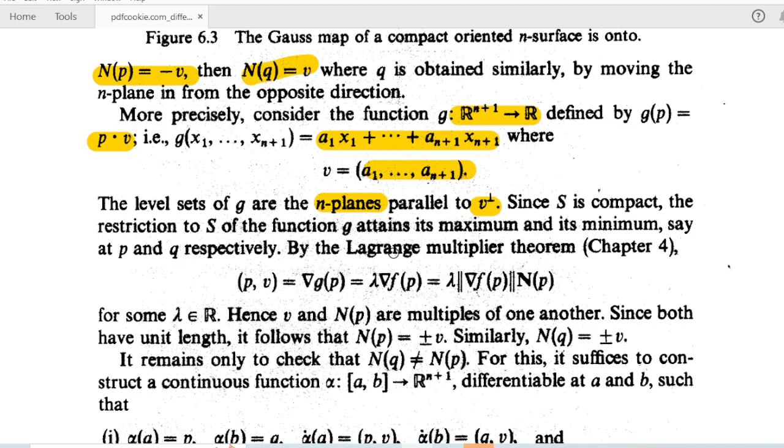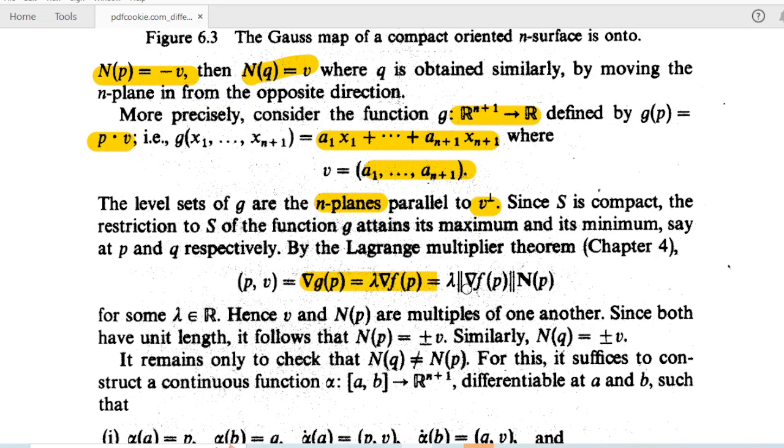From the previous chapter, we know that if G is a function defined on a compact set, it attains its maxima and minima, and the Lagrange multiplier theorem. So from the previous theorem, chapter 4, we know that (P, V) with nabla G of P equal to lambda. So this is the formula: nabla G of P is equal to lambda into nabla F of P.